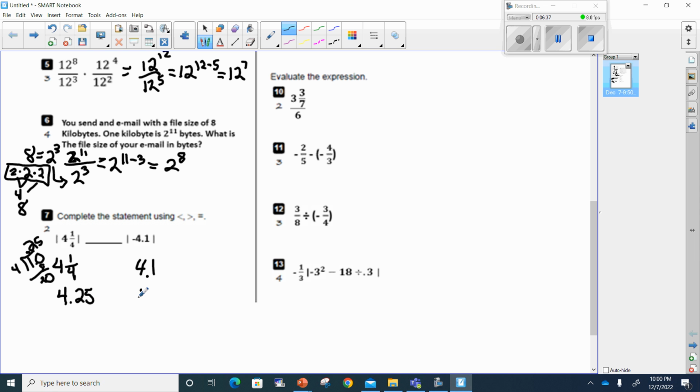decimal answer. So now we have to ask ourselves, what is bigger, 4.25 or 4.1? I think the answer is obvious. 4.25 is greater than 4.1. So my sign will be greater than.